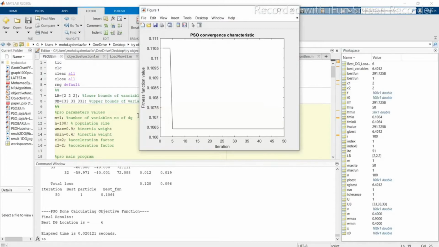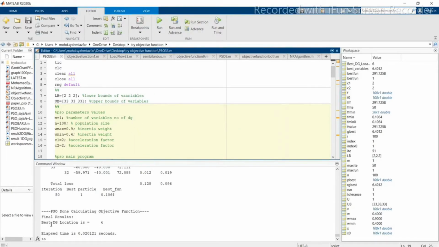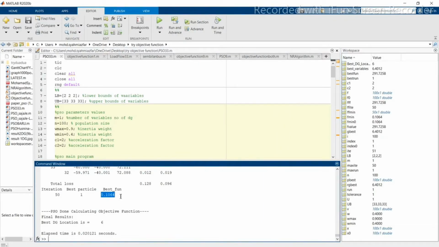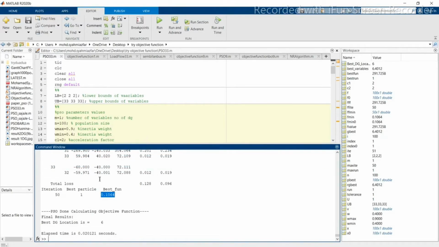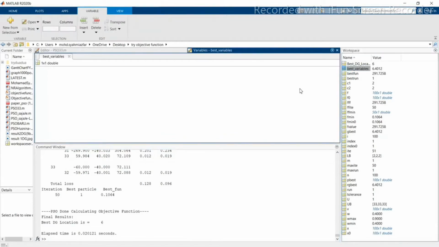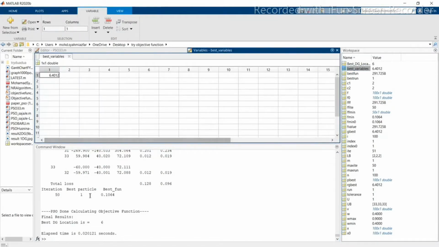Then the PSO is complete. This is the PSO convergence characteristic. As we can see here, the best function found is 0.1 megawatt, because my system uses units of megawatts. Let me show the best variable, which means the DG location, but it is rounded off.